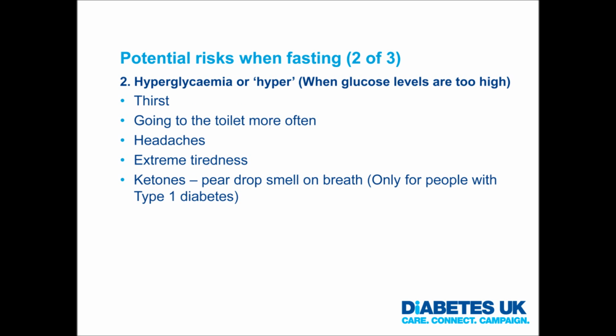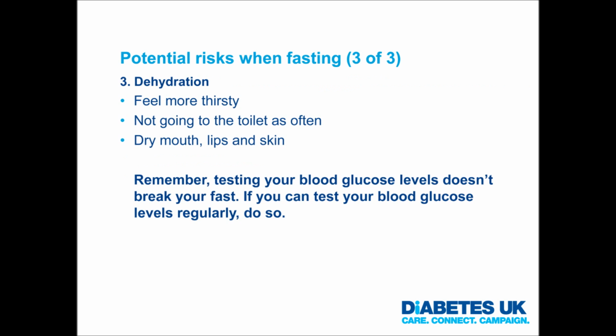Hyperglycemia, when glucose levels are too high. Symptoms include thirst, increased urination, headaches, extreme tiredness, and ketones, which causes a pear drop smell on the breath. This only occurs in people with type 1 diabetes. Dehydration. Symptoms include feeling more thirsty, decreased urinary output, dry mouth, lips, and skin. Remember, testing your blood glucose levels doesn't break your fast, so if you have the facility, test regularly.